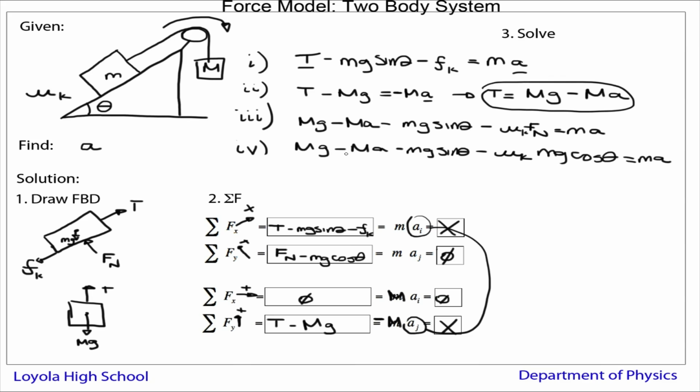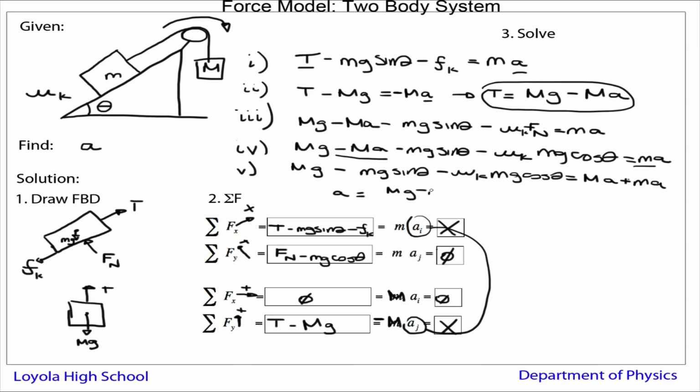If I'm trying to solve for a, I have a term here and a term right here. So I'm going to bring this term to the other side and factor out the a. If I bring this term to the other side, it becomes positive. So I have Mg minus little mg sine theta minus mu k mg cosine theta equals Ma plus little ma. So I can factor out the a. The final answer is a equals Mg minus mg sine theta minus mu k mg cosine theta, all divided by little m plus big M. So that's my acceleration.